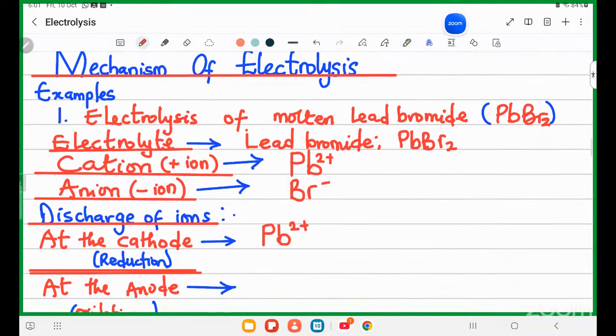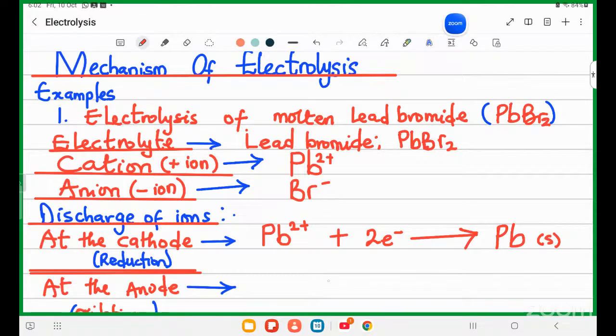So yeah, this one is going to gain electrons, because reduction will occur there. It's going to gain 2 electrons because of the charge on it, to yield lead, Pb, which is solid. It has gained 2 electrons.